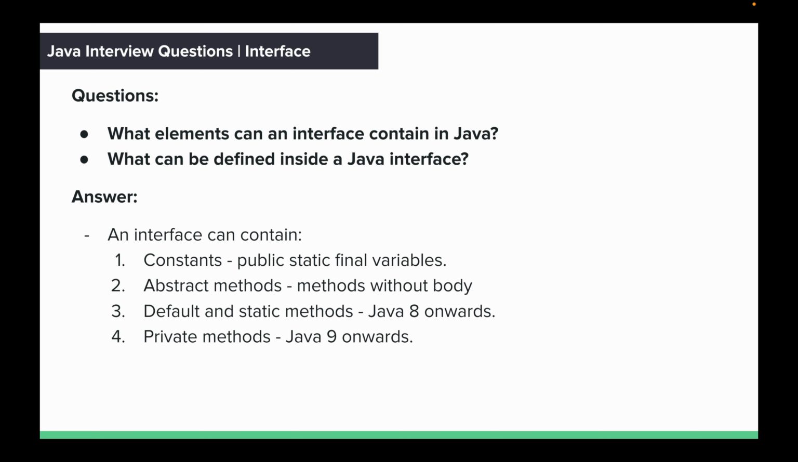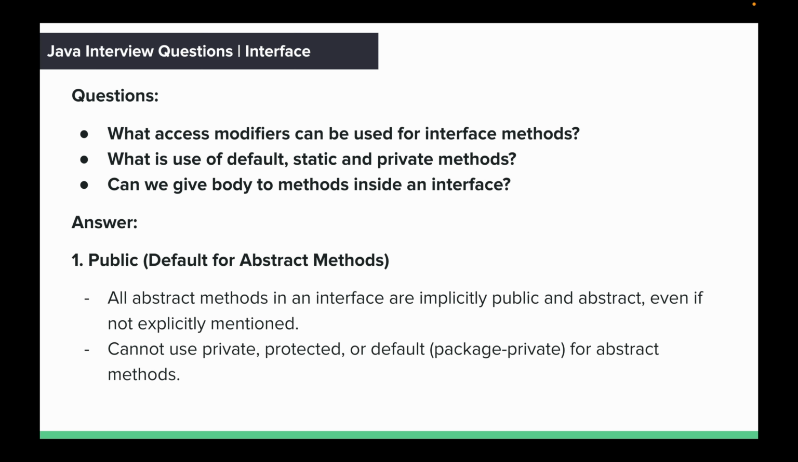But let me quickly go to the next slide also, because we have a similar set of questions over here. The next question that we may get is: what access modifiers can be used for interface methods? What is the use of default, static and private methods? Can we give a body to the methods inside the interface? These kinds of questions or similar questions you might get, but the answer is pretty simple.